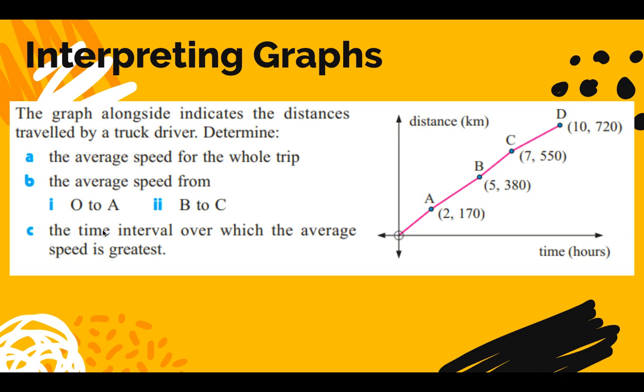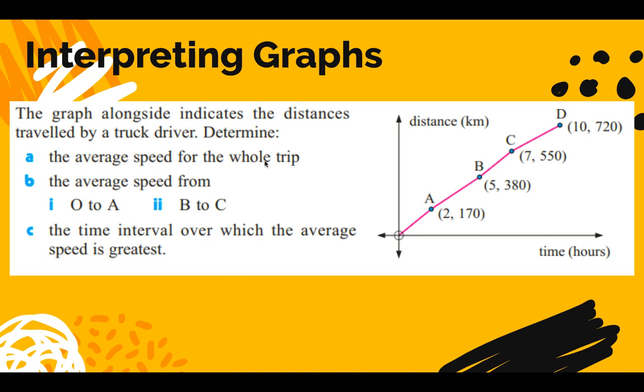So question C says the time interval over which average speed is greatest. So that means, where is the slope, or the gradient, the steepest? Because the steepest line represents the greatest speed. So again, this is time, but this is time in hours, and this is distance in kilometers, but it's the same idea. It's distance per hour, or kilometer per hour. So notice that it appears that this section from B to C is the steepest. We would need to check that mathematically to find the slope or gradient of that section, but that does appear to be the steepest, which means the distance is covered in the shortest amount of time. So it is the greatest average speed.